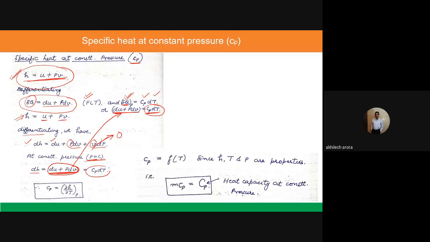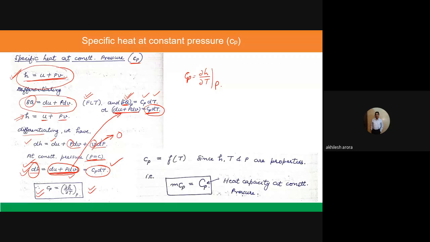So this is Cp dT. From the left side and from dH, this term and this term, I can always say that the value of Cp is given by del H by del T at constant pressure. Okay, so Cp is nothing but Cp is equal to del H by del T at constant pressure.